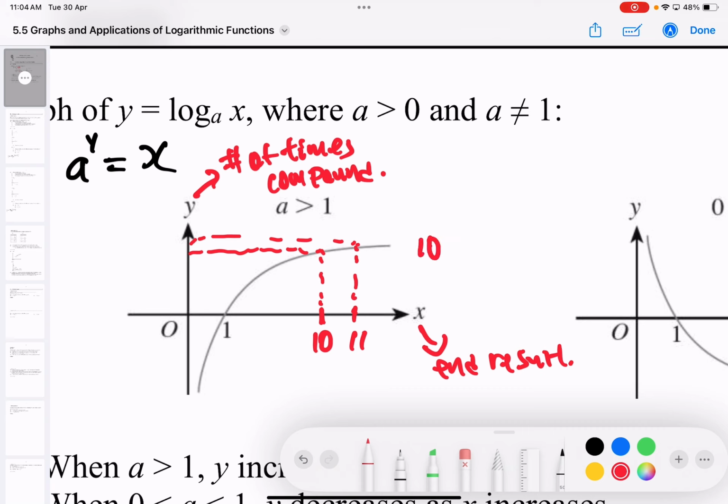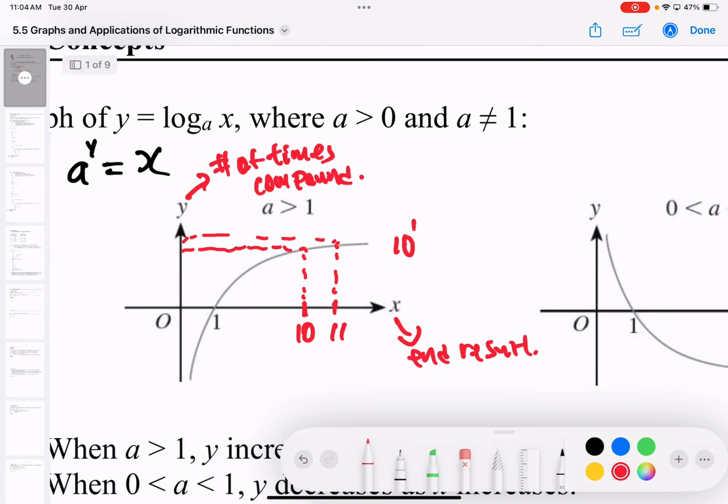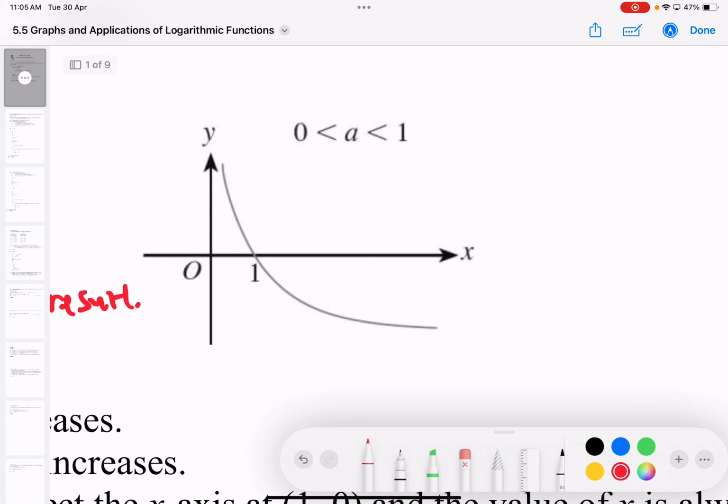Let's say I have a base of 10. I know 10 to the power of 1 will give me 10. I just compound it one time, it will give me 10. But if I have a base 10, and I want my end result to be 11, how much do I have to compound it? You have to compound it by maybe 1.0 something, a very small increase. That is why the graph is something like that. It doesn't go up linearly. It doesn't go up exponentially. In fact, it gets shallower and shallower. So this is the reason why it looks like this. Now, let's take a look at the other graph beside it.